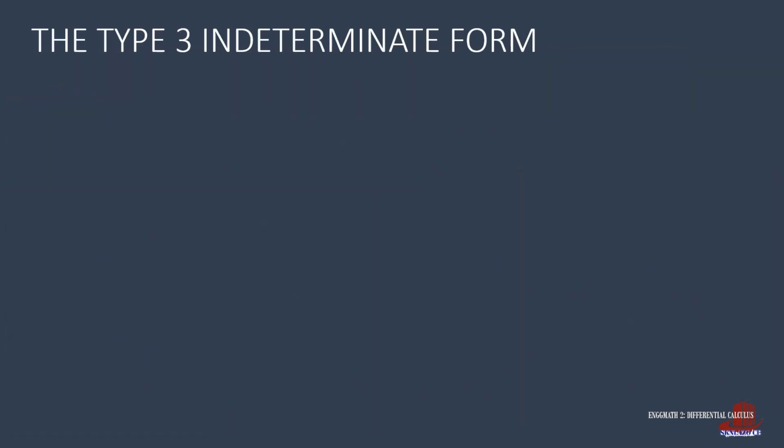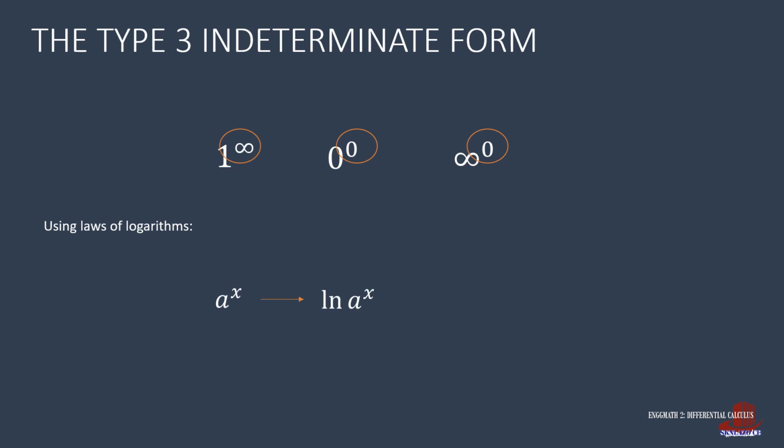The last three types of indeterminate forms are 1 raised to infinity, 0 raised to 0, and infinity raised to 0. The exponents are taken as limits, so the laws of logarithms would come into action. Recall from basic algebra that in order to pull down a variable exponent, one should take the logarithm, and the rule then allows the exponent to go down as a coefficient.